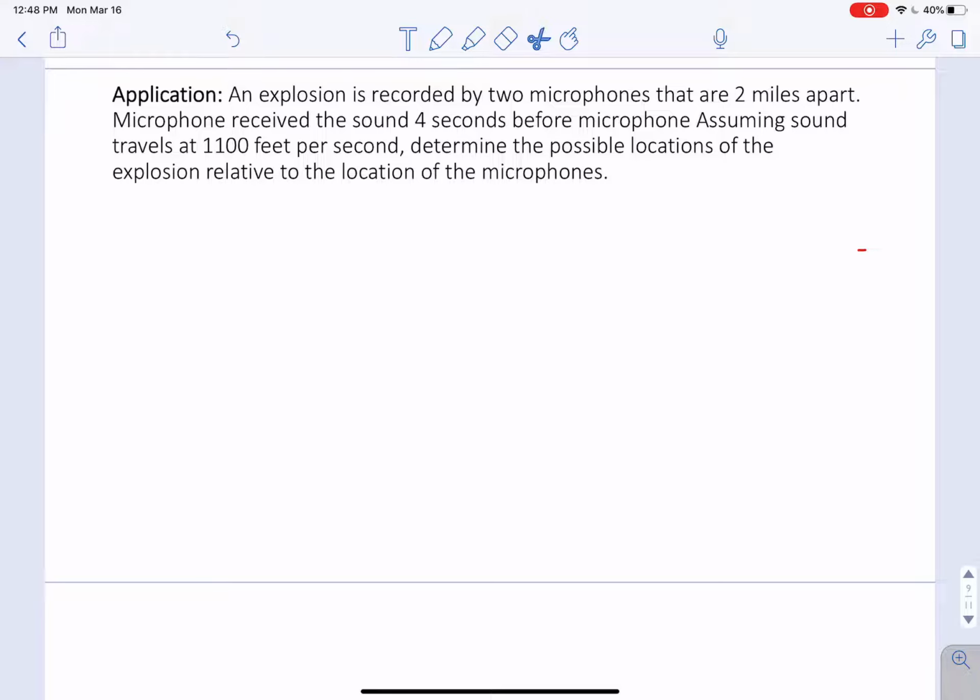We have an explosion that's recorded by two microphones that are 2 miles apart. So I have two microphones 2 miles apart, and there's an explosion that happens. This is my explosion, and I have my microphone 1 and my microphone 2. Microphone 1, which is M1, received the sound 4 seconds before the second microphone, M2. Which means the explosion is closer to M1 than it is to M2, because if microphone 1 heard it 4 seconds before, it has to be closer to that one. We know that sound travels at 1100 feet per second. We want to know where this explosion could be.